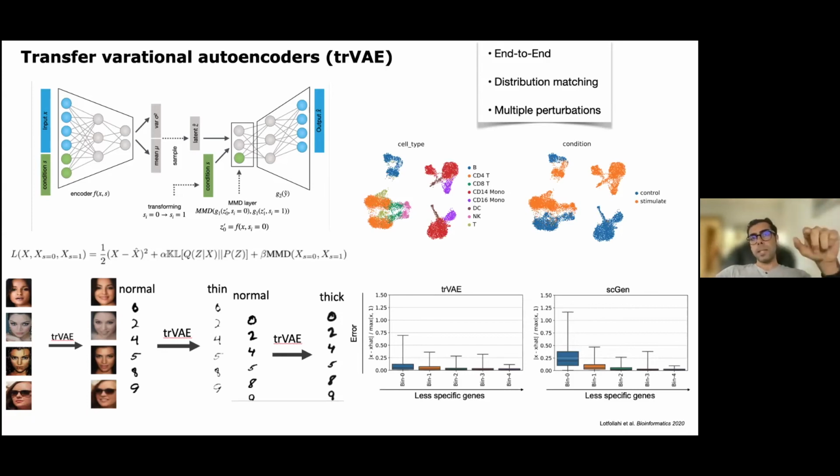On the x-axis, you see the top bins, where each bin contains 50 genes, and the y-axis shows the error for those genes across different cell types. And the TRVAE, the transfer VAE, actually has lower error, especially in the harder genes.